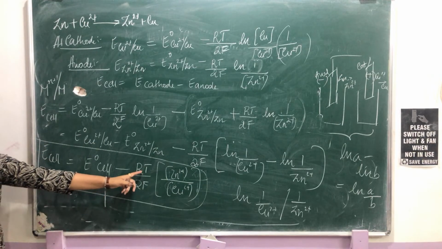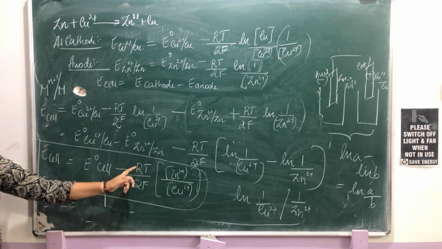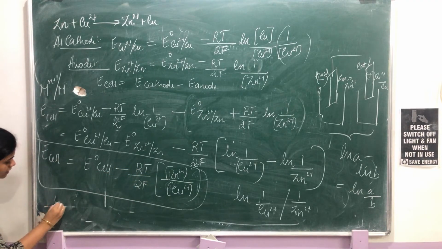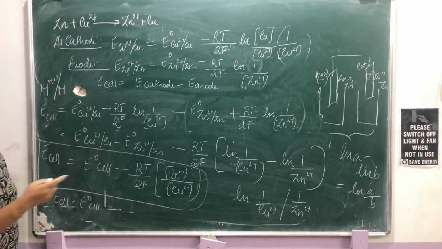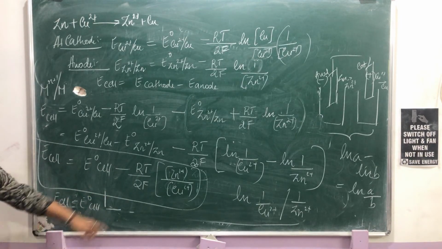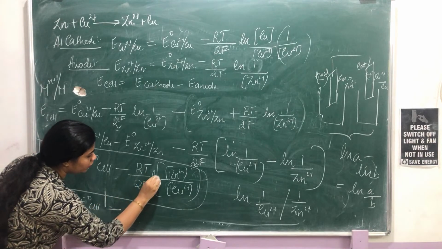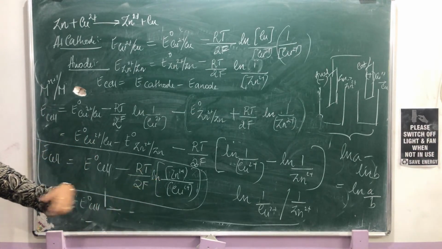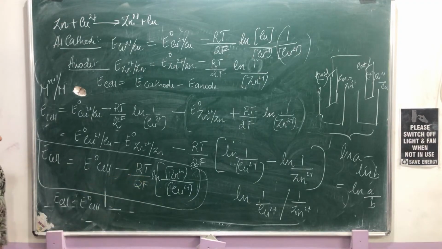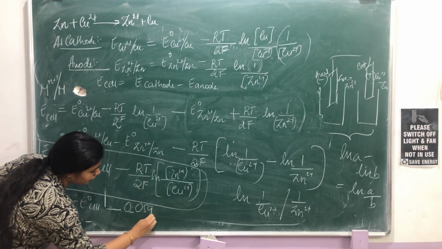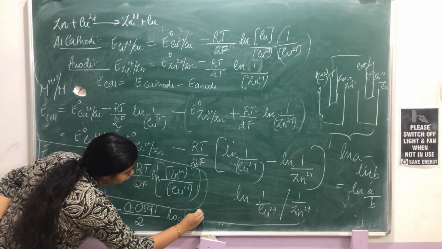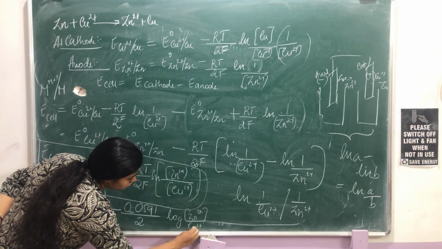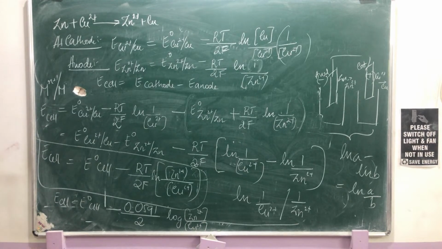If I have to write it at 25 degrees, what will be the final equation? E cell will be equal to E naught cell minus, what will be the value? What is the value that you got that time? If ln is converted into log, it will become minus 0.0591 divided by 2 log of Zn2+ divided by Cu2+. How did log come?